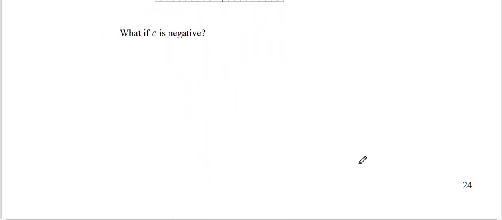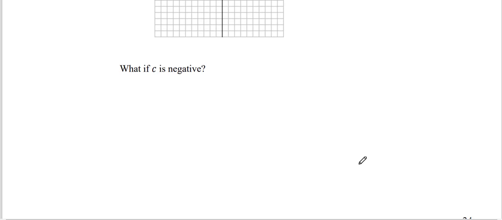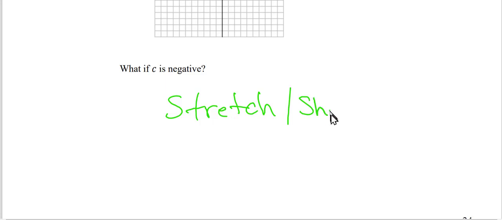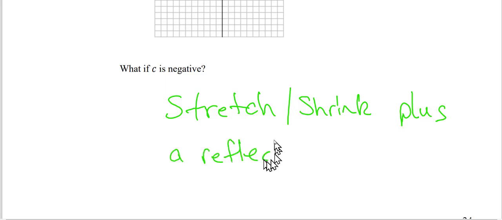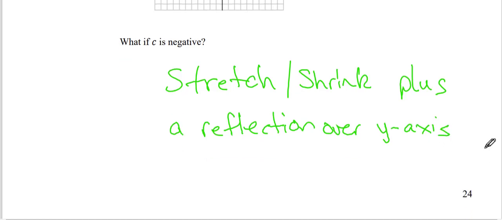Okay. Again, what if the C is negative? We have that reflection. So you have the stretch or shrink plus a reflection, and in this case, if the C is impacting the x, it's a reflection over the y-axis instead of the x-axis.